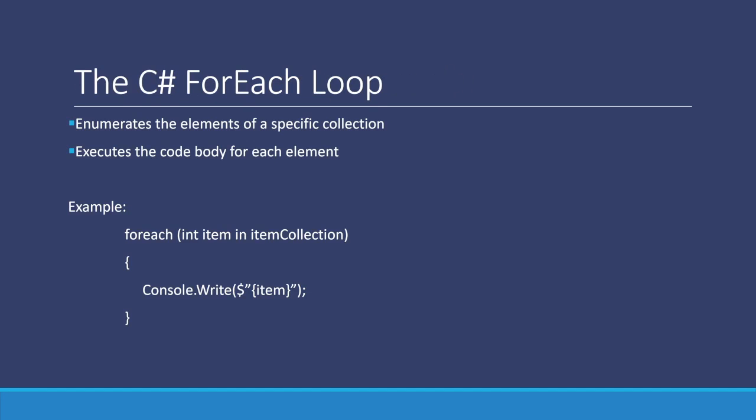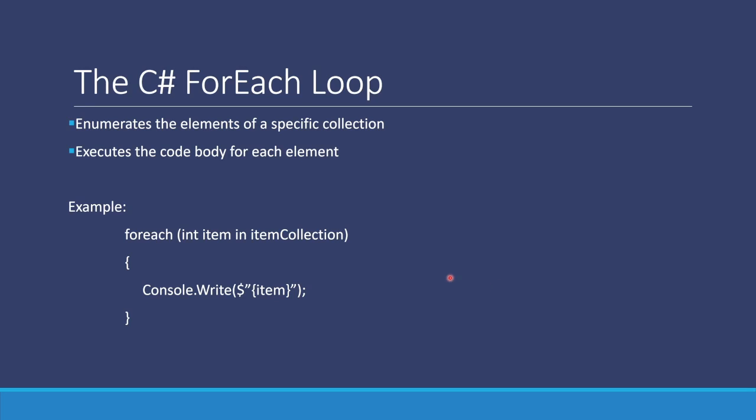So let's talk about the for each loop in C#. So this is going to be really simple. I assume at this point that most all of you have some idea of what the for each loop in C# is doing. But realistically, the for each loop enumerates the elements of a collection and then executes a code body for each element.